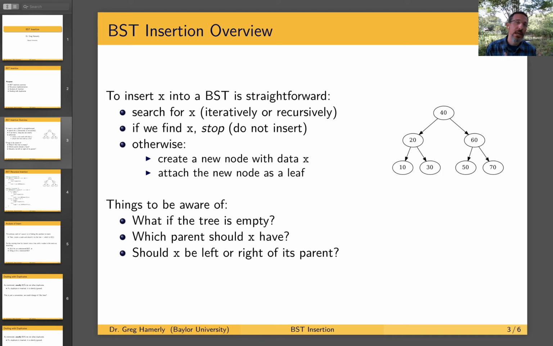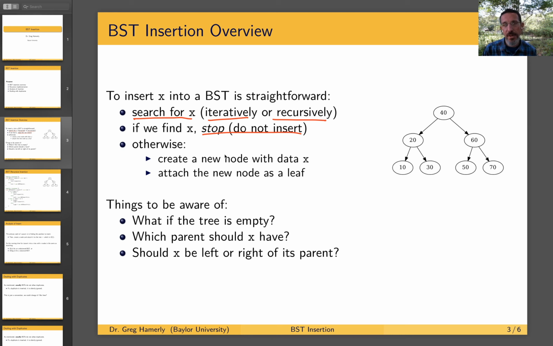To insert into a binary search tree is fairly straightforward. We already know how to search for a node or for a value x, and we can do that because we need to know where the place to insert is. So we search for x, and we can do that iteratively or recursively. If we find x in the tree already, we stop and do not insert. And remember, that's by convention that we don't insert a duplicate into the tree. We'll talk more about that later.